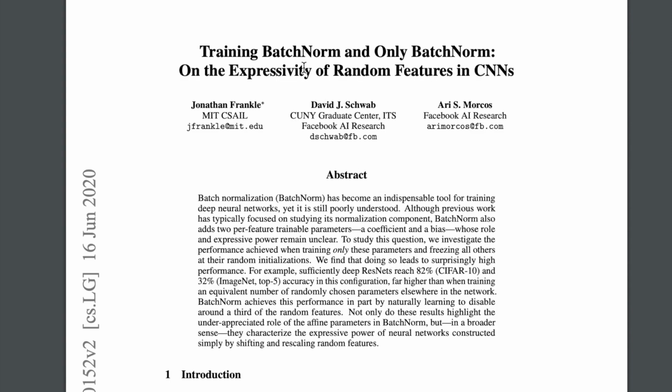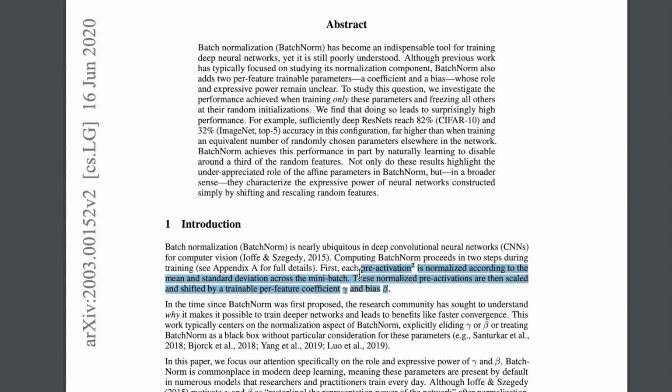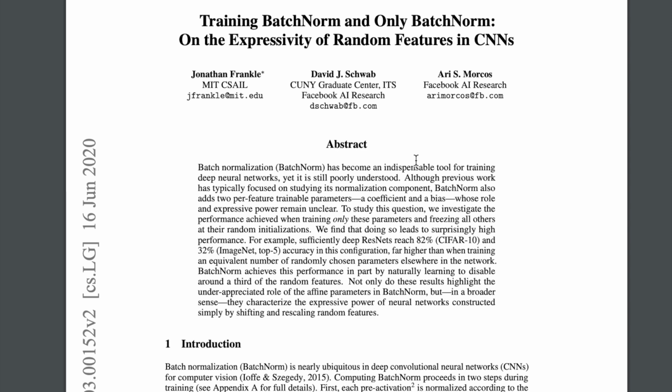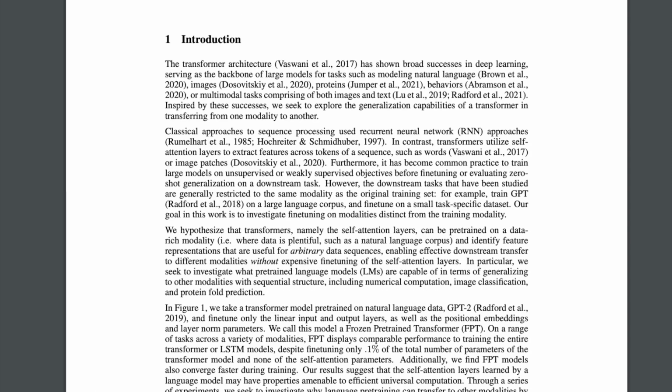And that reminded me of this paper, Training BatchNorm and Only BatchNorm: On the Expressivity of Random Features in CNNs. This is showing that just those gain and bias parameters in batch normalization, these two parameters, are able to heavily influence the output. So we see how you don't need to fine-tune the entire network always to do this kind of transfer learning with fine-tuning.